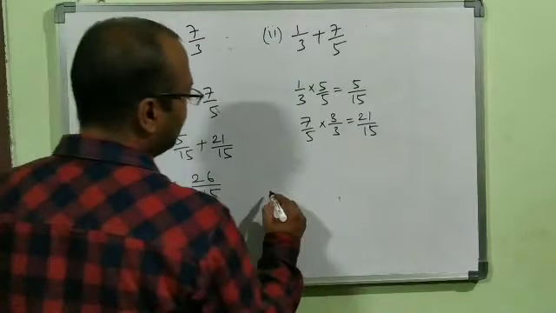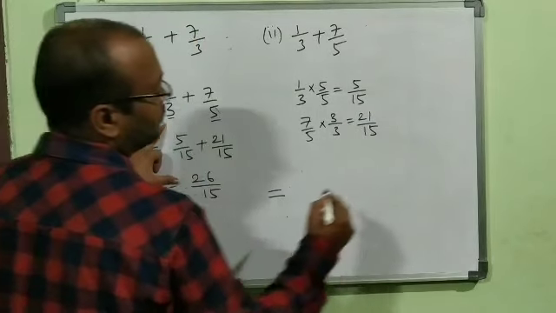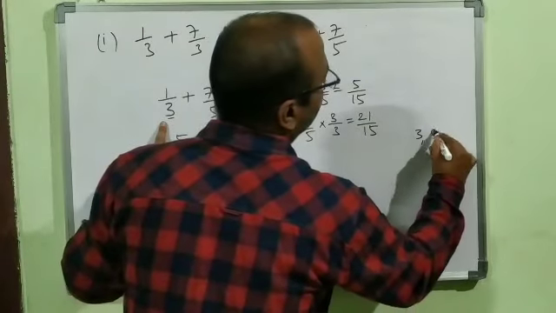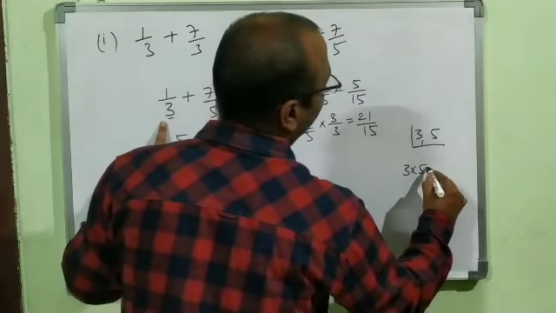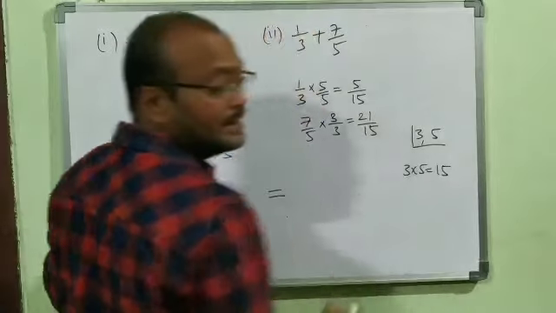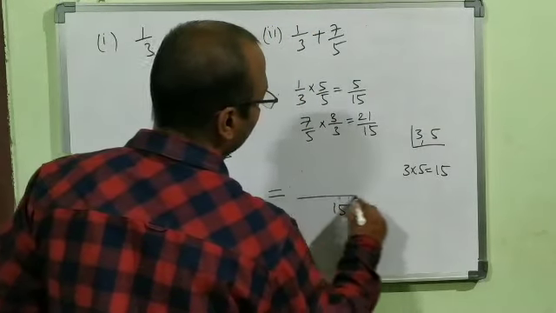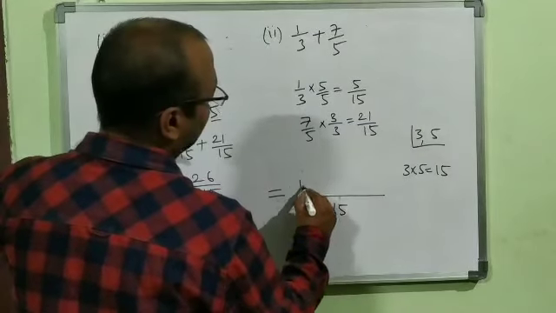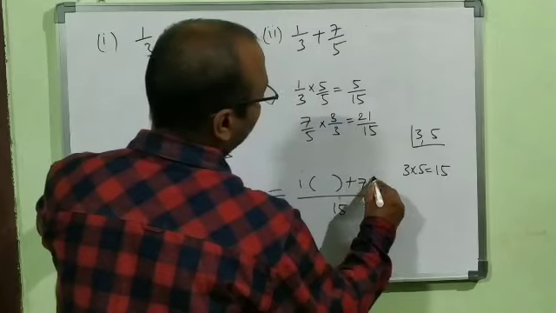What is the LCM method? Look at here now. First we will take the LCM of 3 and 5. There is no common factor. That's why directly 3 into 5, this will be 15. The LCM is 15. First take 15 here. Now 1 is there, take 1. Keep a bracket here. Plus 7 is there, take 7 and keep a bracket.